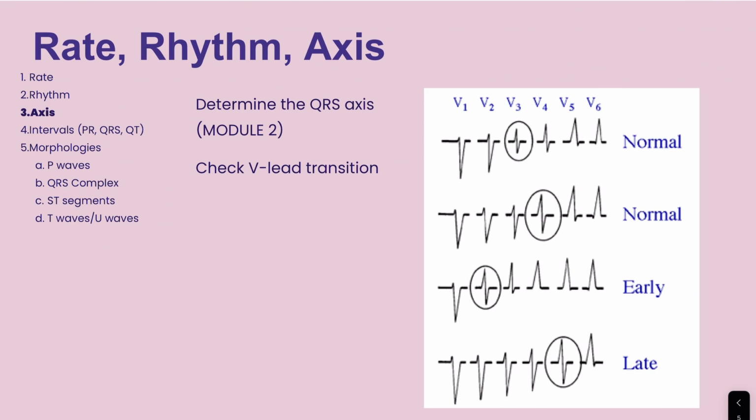All right. We spent a lot of time in Module 2 talking about axis, so I'm not going to go into depth there again. Go back to Mod 2 if you need to review it. But I do want to talk about V-lead transition. Remember, our V-leads, we are going from V1 on the right side to V6 on the left side. This is our precordial leads. They take a transverse section of the heart.